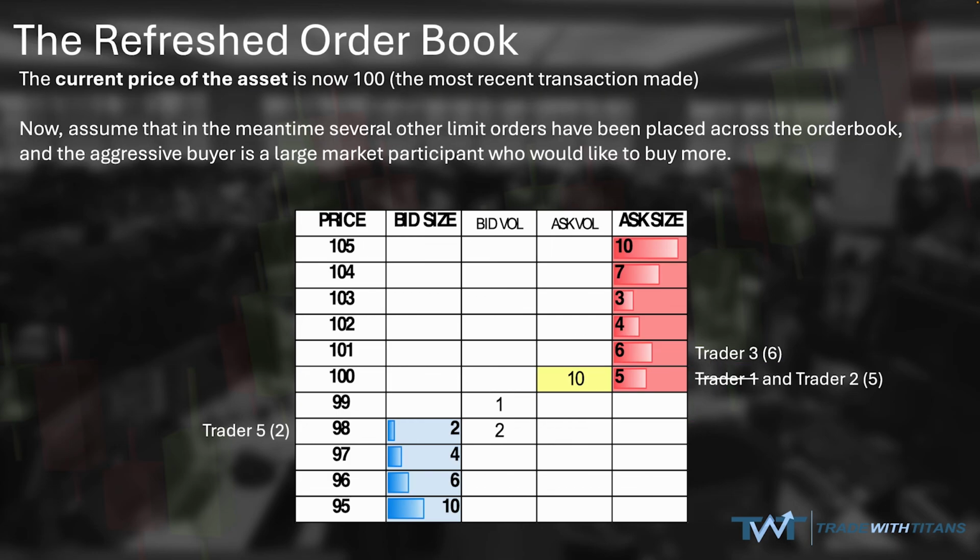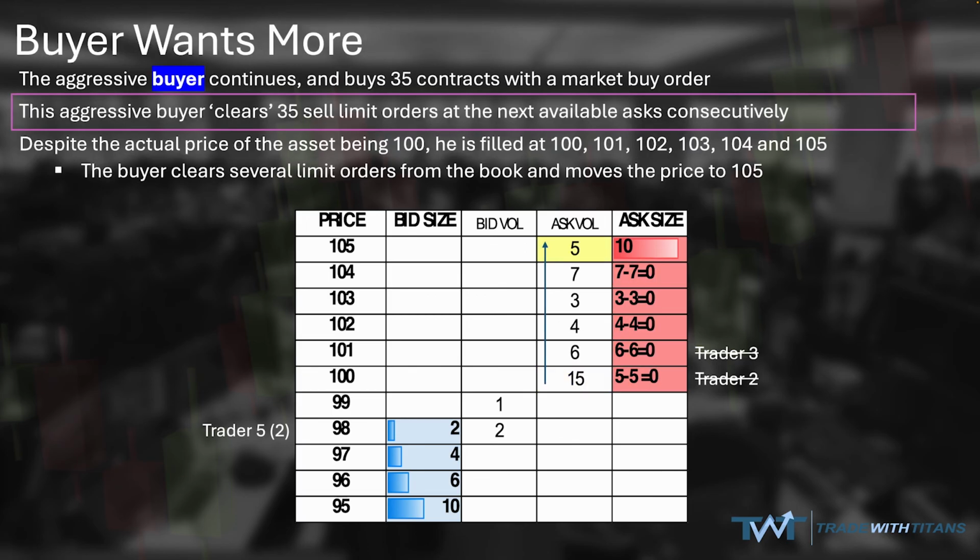Now going back to our example, we can see that the current price of the asset is now $100. In the meantime, many more limit sell orders were placed at various prices above the best offer. Now this aggressive buyer decides he wants to buy more. He places a large market buy order for 35 contracts. This order is matched against the existing limit orders and gets executed against prices of 100, 101, 102, 103, 104, and 105. This buyer cleared several limit orders from the book and moved price by $5. Or in other words, he took a lot of liquidity and had a large market impact.